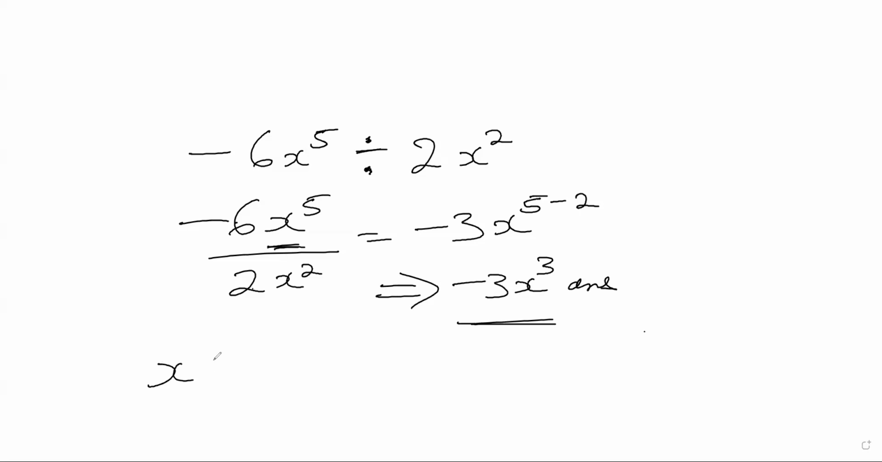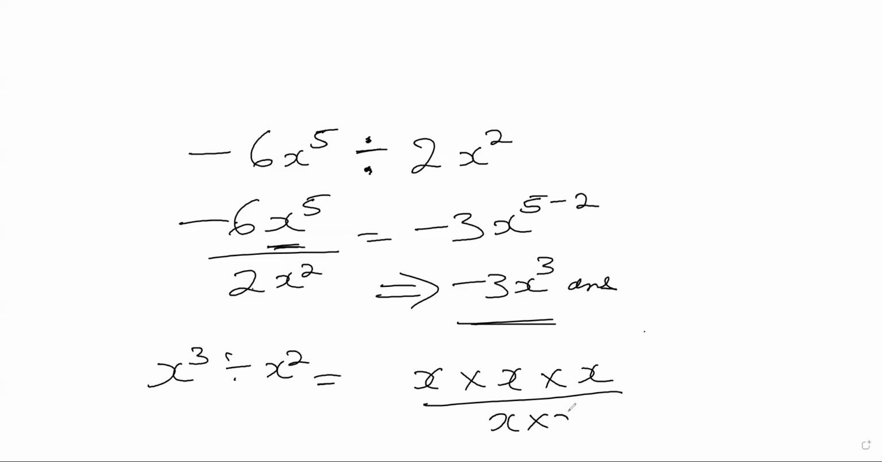Let me show you another example. Let's say you have x to the 3 divided by x to the 2. It's the same thing as saying x times x times x divided by x times x, right? So x cancels x, that leaves x to the 1. So it's as if we are saying 3 take away 2, so x is 1. All right?